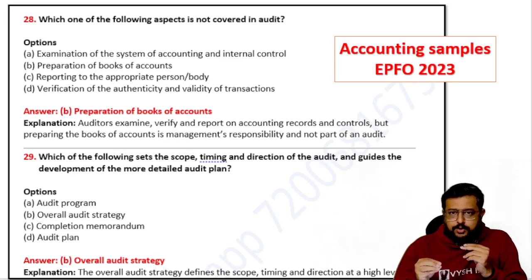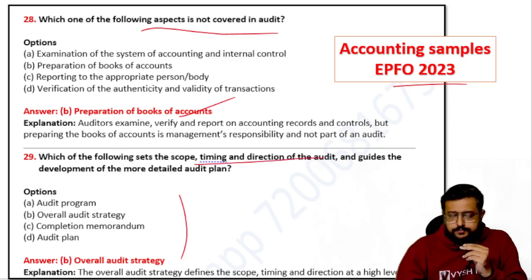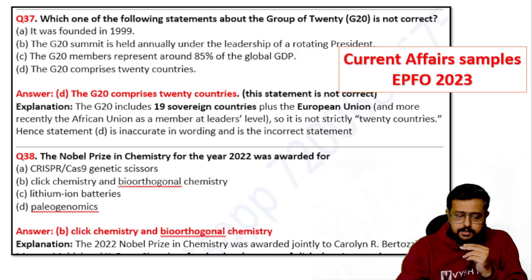Then we have accounting questions, which will be problem type and also static theory type. Like here, which of the following is not covered in an audit. That is theory that we will teach you. We'll give you the notes and the questions also. This is a 2023 question which I'm showing you here. And then the scope, timing and direction of the audit, the order, that will also be asked in theory format.